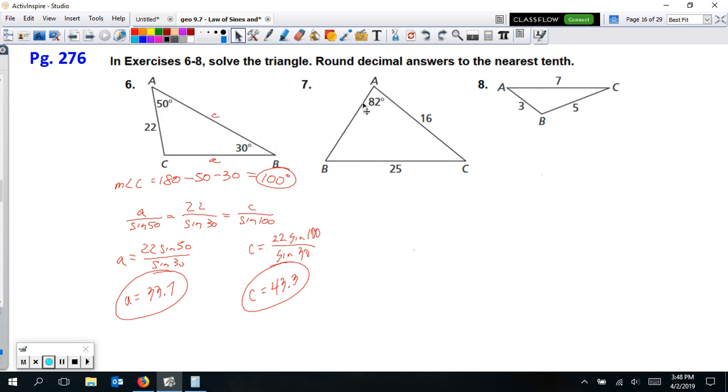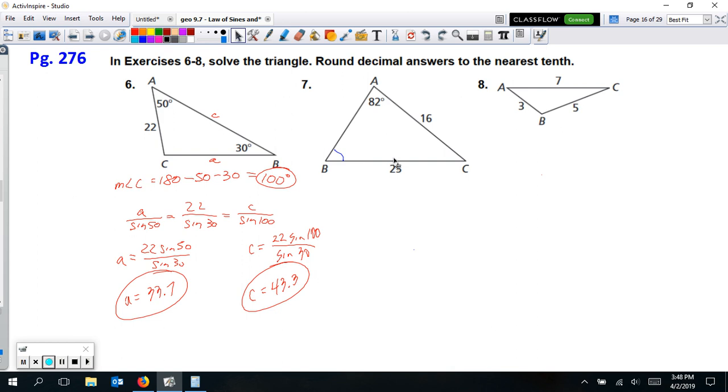So number 7, I have only one angle, so I'm going to have to find one of the angles first here. And I have two sides. So we're going to have to just jump right into putting it into our law of sines, I'm sorry, I haven't done law of cosines yet. So I need to know this angle for angle B. I need to know this angle also for C, but I'm going to find B first.